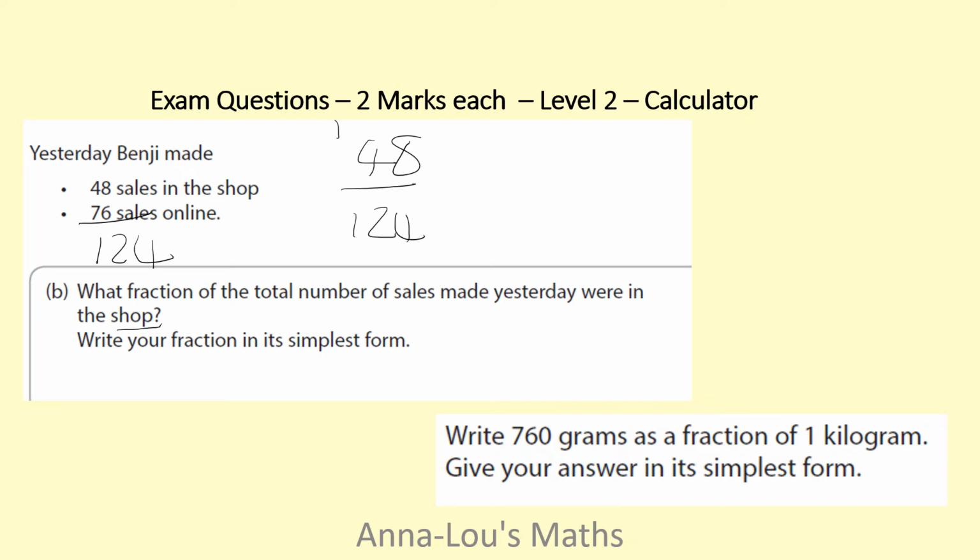This would have been mark number 1. I then would have simplified. Now it simplifies down to 12 over 31.